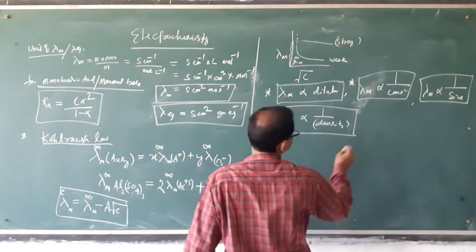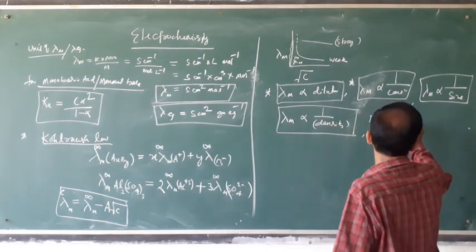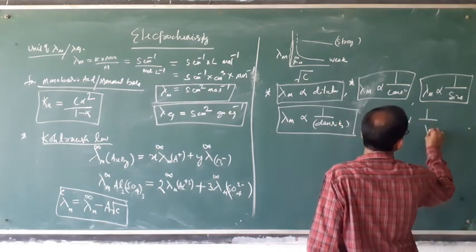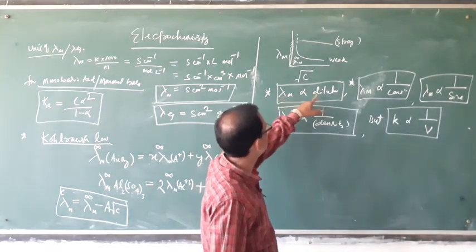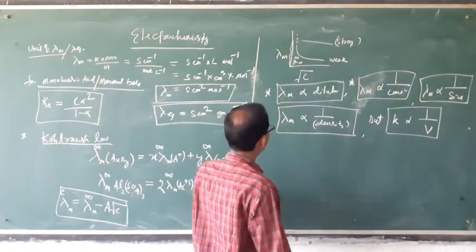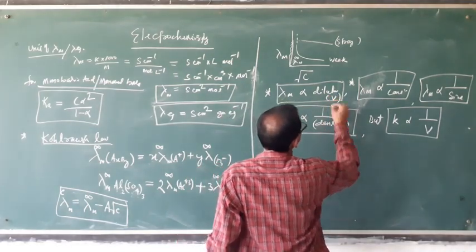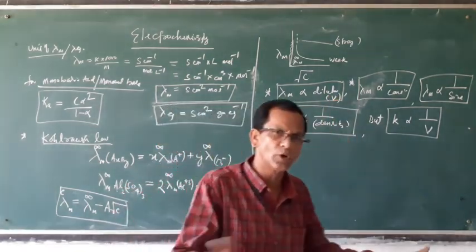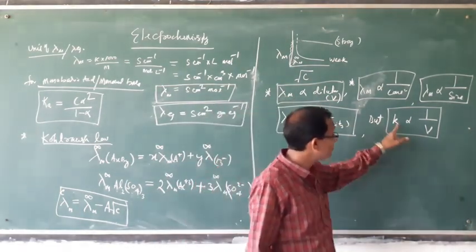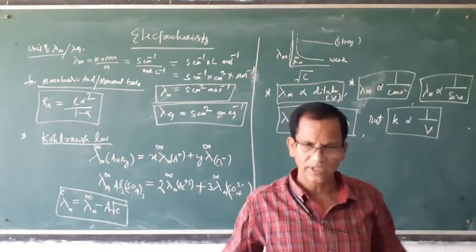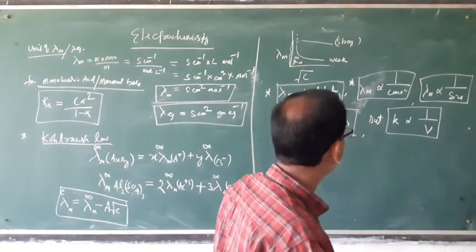But kappa is inversely proportional to volume, while lambda m is directly proportional to volume. Dilution means V. If you add more water, volume will be more, so lambda m will be more. But your kappa will be just opposite. If you dilute the solution, the kappa value will decrease.